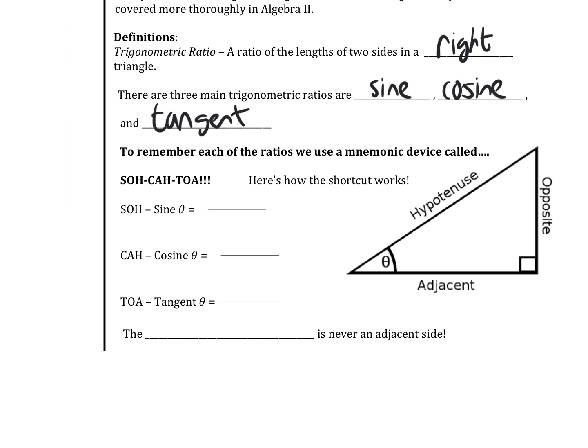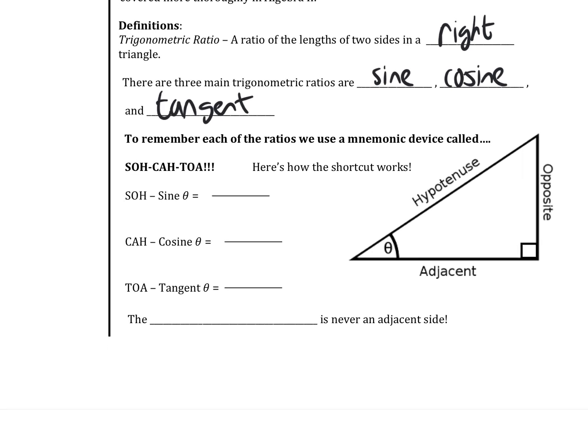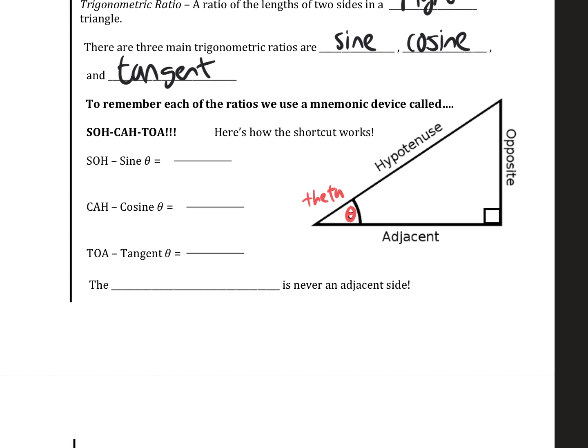Now we're going to go back to SOHCAHTOA. Say SOHCAHTOA. It's a shortcut that explains what these ratios are. We have this little symbol down here. This is theta. Theta is a Greek symbol, and it stands for an angle. So what we have here is the side opposite theta, the side adjacent to theta, and then the hypotenuse. I like to say adjacent is ADJ, opposite is OPP, and hypotenuse is HYP. Sine, cosine, and tangent are just ratios of these sides.